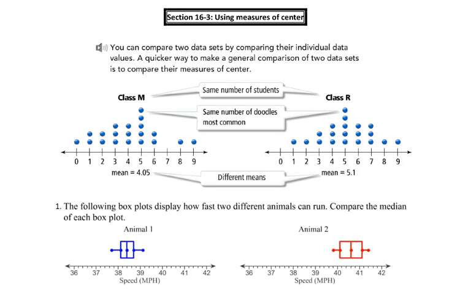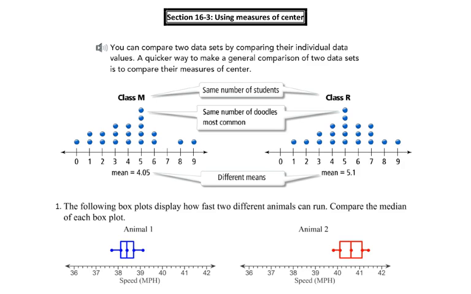In section 16.3, we are going to use measures of center to make comparison statements between two sets of data. Measures of center, again, are the mean and median. You may remember hearing the word mode. Mode is the most common number that shows up in a set of data. That doesn't necessarily mean it's in the center, so that's why we don't call it a measure of center, even though it's common to say mean, median, and mode.